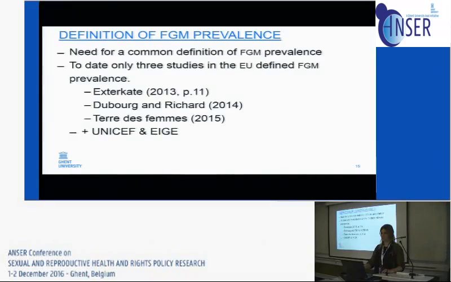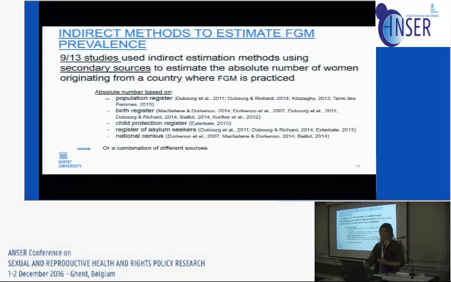And what we found was that concerning a definition of what FGM prevalence is, we could only find 3 studies that spoke of any definition, and reports from UNICEF and from EIGE also showed definitions. But it's only 3 out of the 13 studies which mentioned any kind of definition. If we looked at the methods that were used to estimate the prevalence, we saw that 9 out of 13 studies used an indirect estimation based on secondary sources.